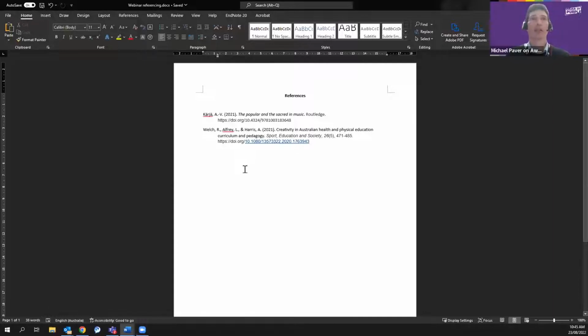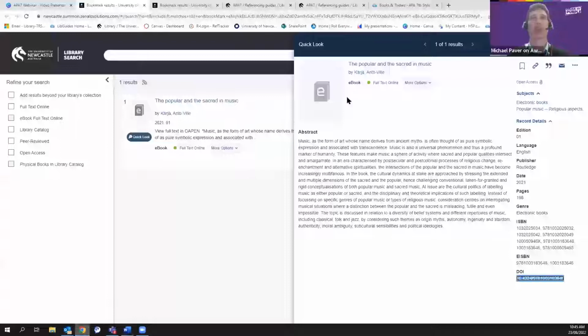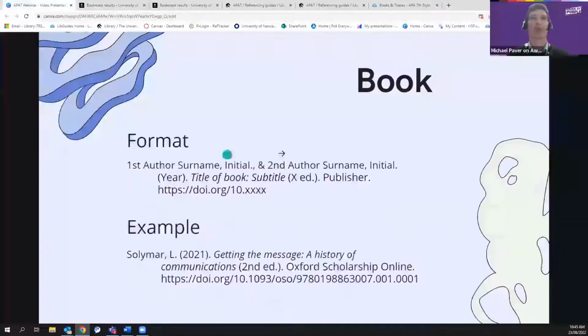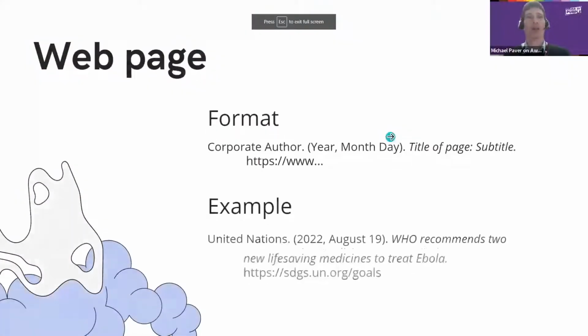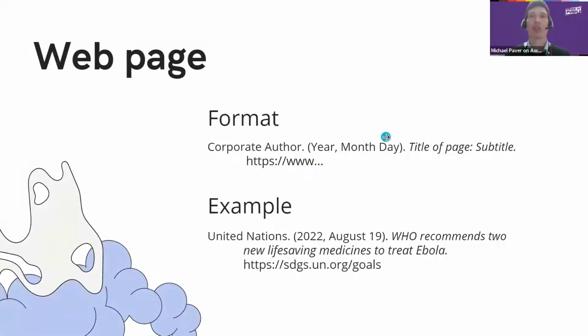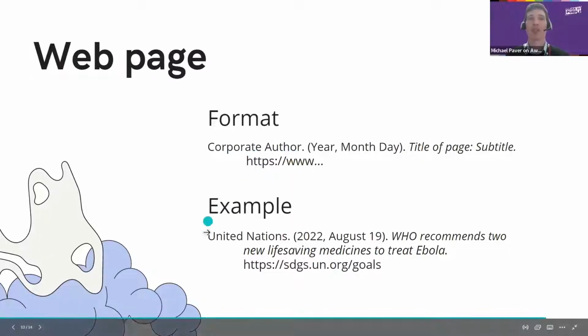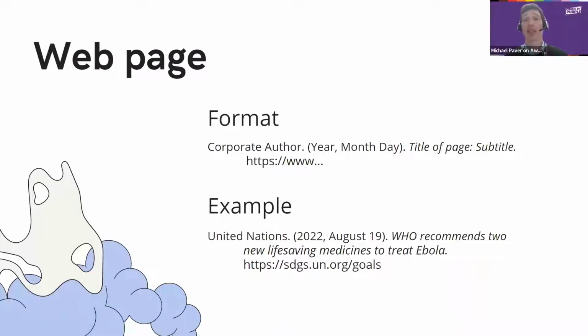Okay, so that's the way to be using the guides to do that. And we have one final reference type to look at. So the final one is a web page. So for a web page, we have this one, as I explained before, we're using a corporate author because this example that I've got here is from the United Nations. It doesn't have an individual person.